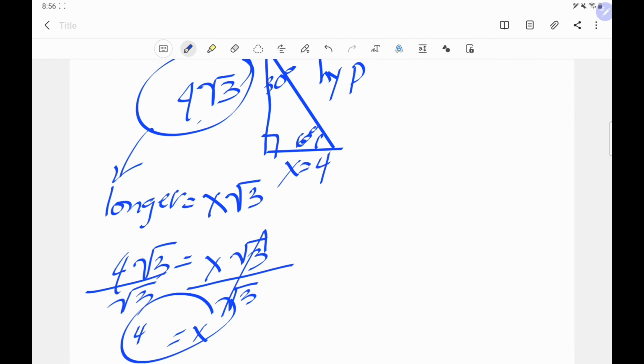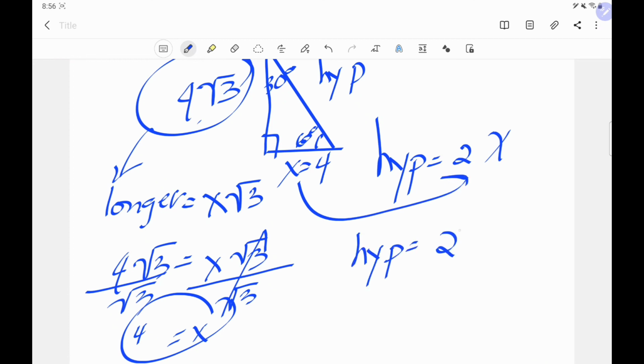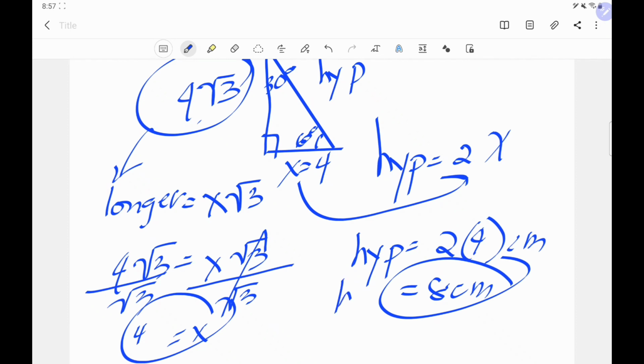Now, how are we going to solve for the hypotenuse again? The formula for the hypotenuse is 2 times the shortest side, and your shortest side is already x. That means the hypotenuse is equal to 2 times 4, which is equal to 8 centimeters. That's your hypotenuse.